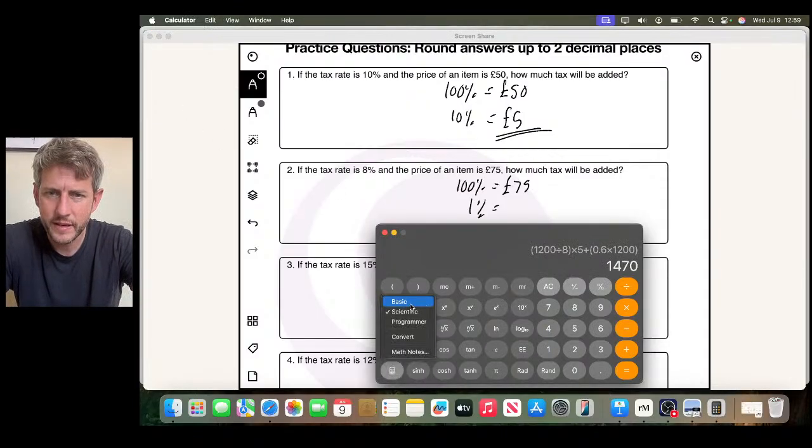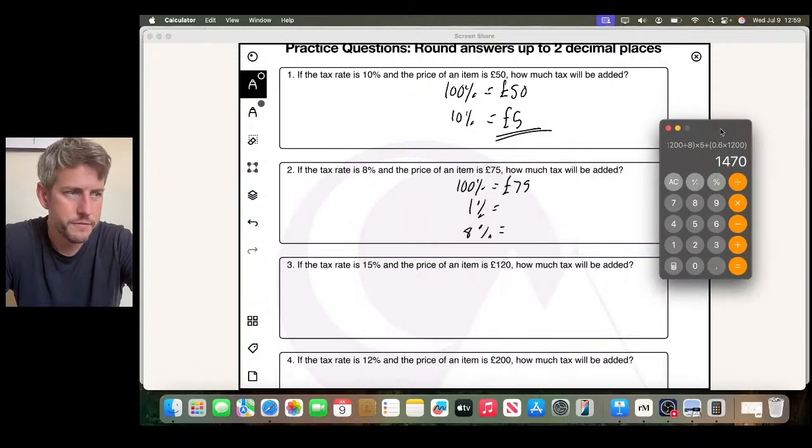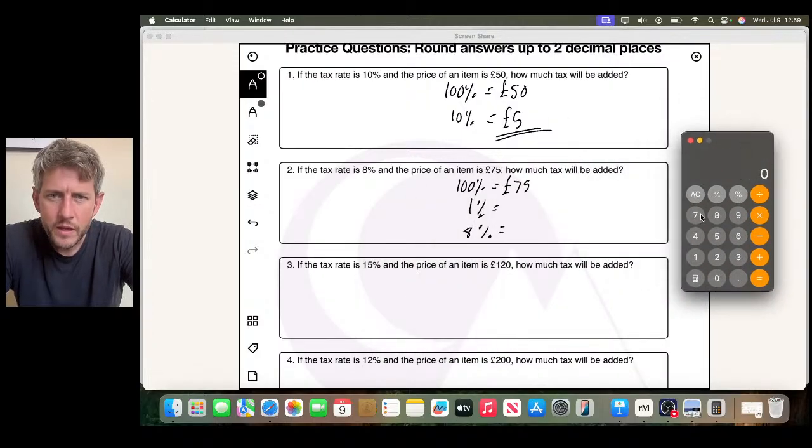We only need the basic calculator for this one, which is nice because it fits a lot nicer on the screen. So here we go, 75 divided by 100 equals 0.75 times by 8. Here we go.